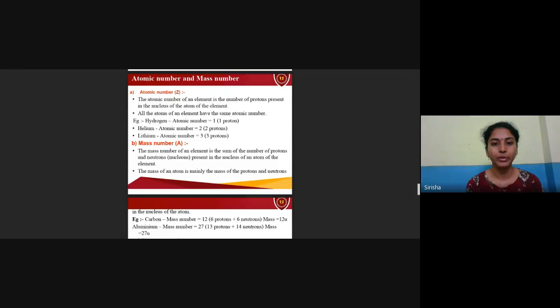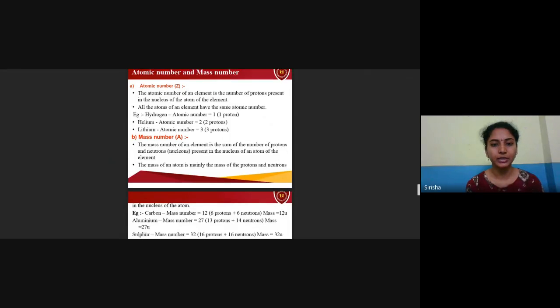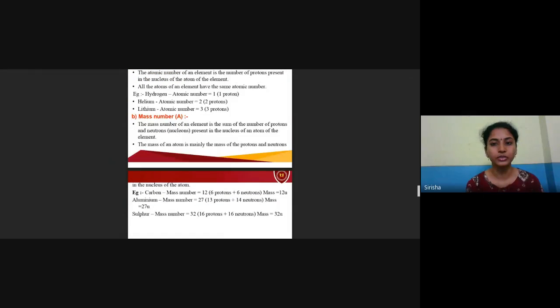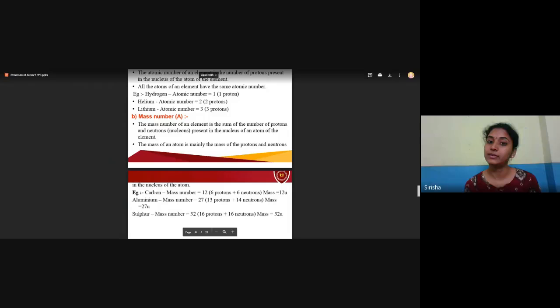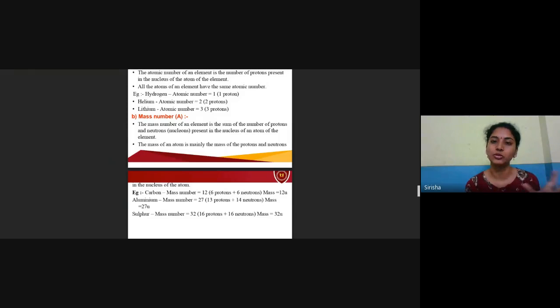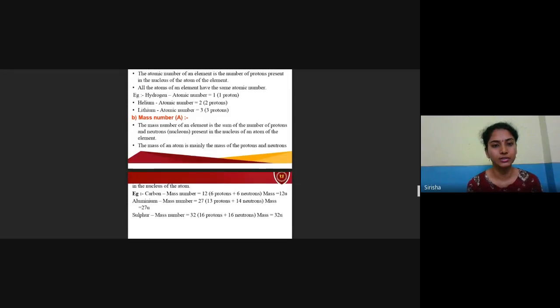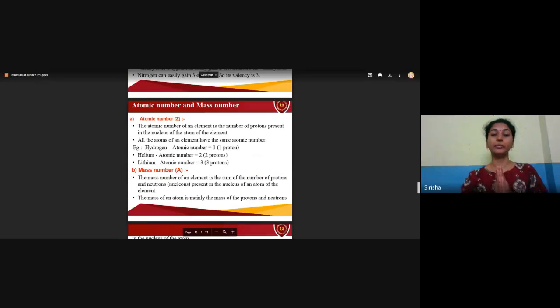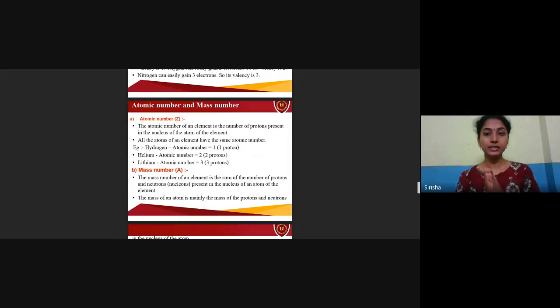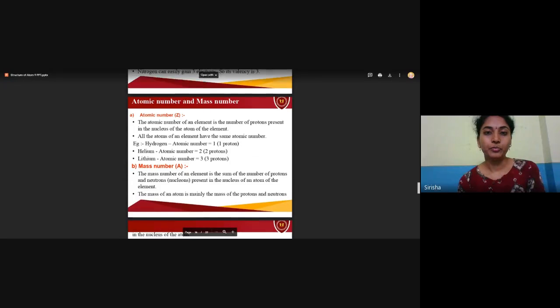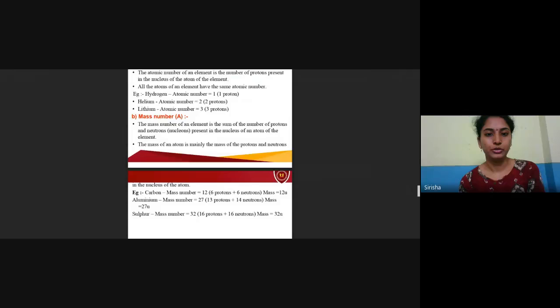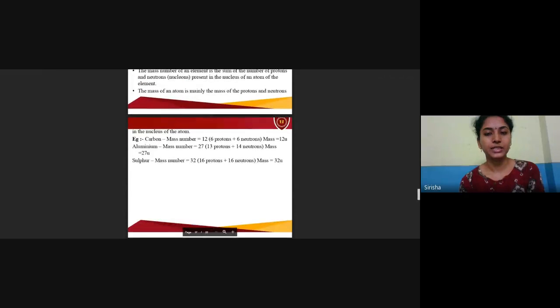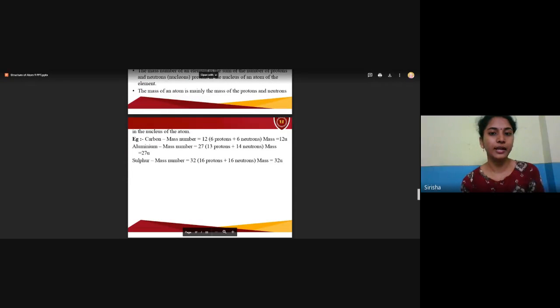Mass number is given by the capital A symbol. The mass number of an element is the sum of the number of protons and neutrons. Together they are called nucleons, present inside the nucleus. Atomic number counts only protons, the positively charged particles, whereas the mass number is the number of protons as well as neutrons present inside the nucleus of an atom. The mass of an atom is mainly the mass of the protons and neutrons.